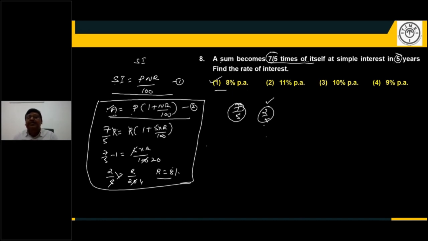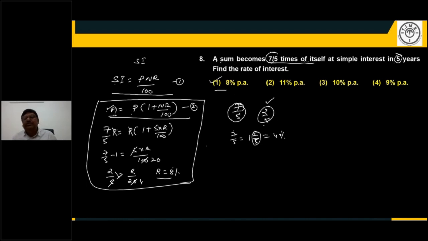7 by 5 means how much more? You are paying 7 by 5 times of what you borrowed. The sum becoming 7 by 5 times means how much is the excess? 7 by 5 is nothing but 1 plus 2 by 5. You are paying 2 by 5 excess, which means 2 by 5 is the interest. 2 by 5 is what percentage? So it is 40%.